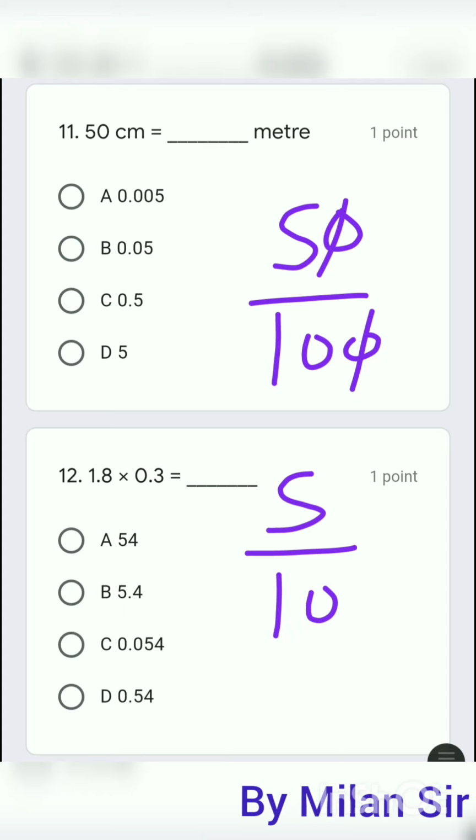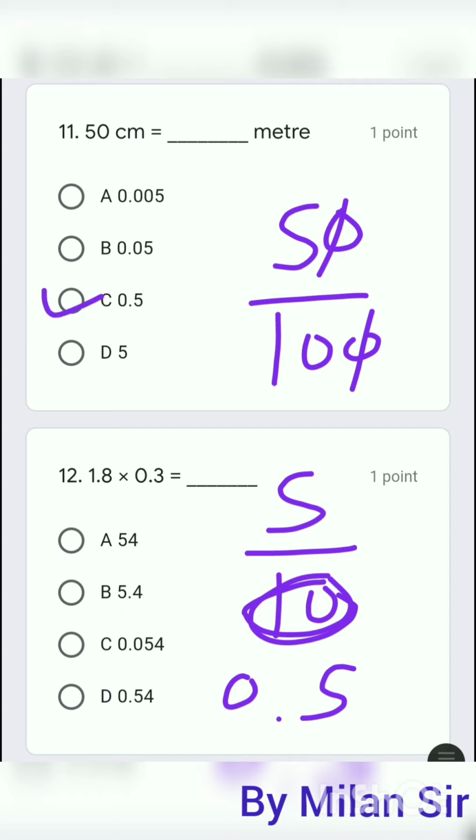Now here in the denominator we have only one 0, right? So in the numerator, before 1 digit we need to put the decimal point. So before 5 we need to put the decimal point, so 0.5. Option C is correct.